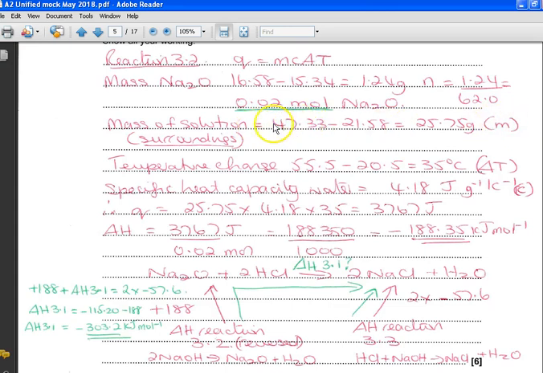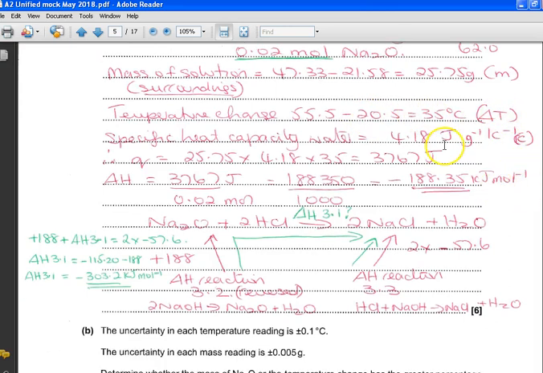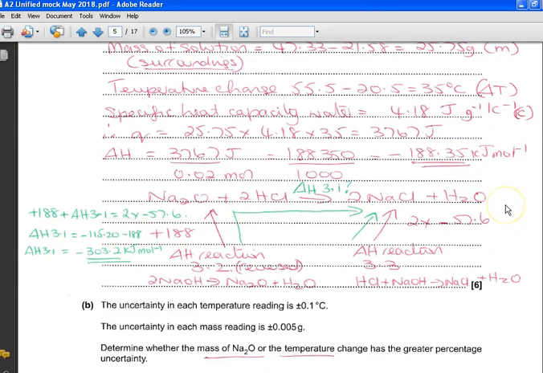I've written here in brackets, this is the M. So you're given the polystyrene cup, and then you're given the polystyrene cup with the solution, and again you do a subtraction to calculate M. And temperature change, pretty straightforward. Again, another subtraction, and that's your delta T. Specific heat capacity of water, 4.18. I can't actually remember if that's on your data sheet. I will double check that so that you know whether you need to know that off by heart.